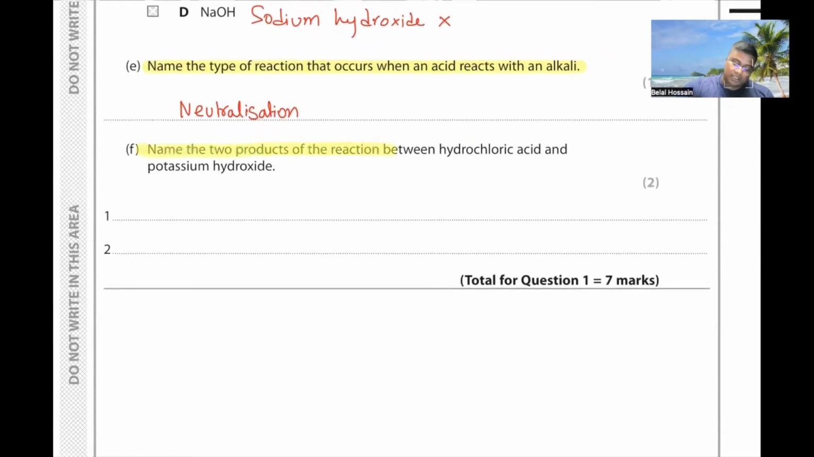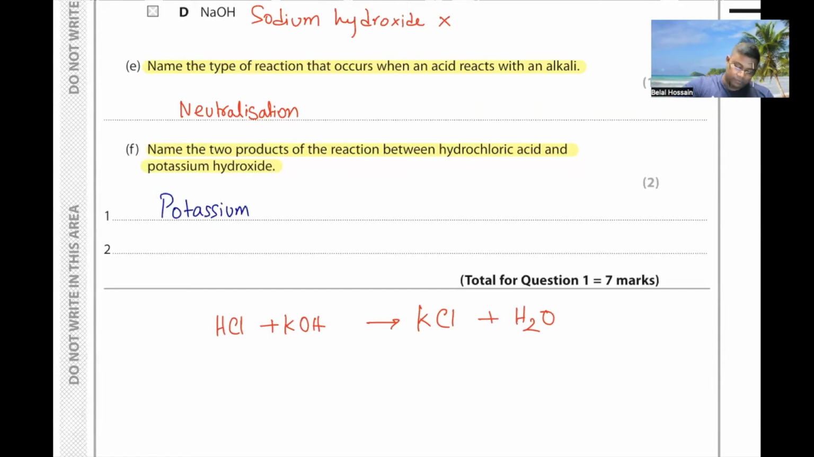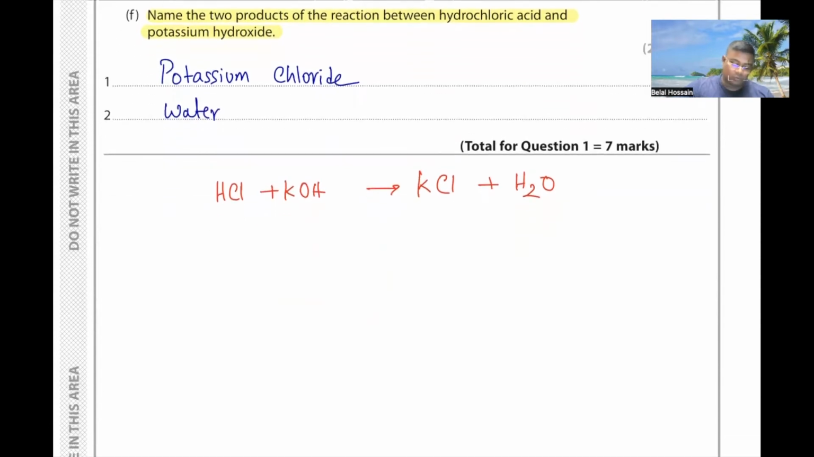Name 2 products of the reaction between hydrochloric acid and potassium hydroxide. Now if we were to react hydrochloric acid with potassium hydroxide, this would produce a salt, that would be the metal from the base and the anion from the acid, so potassium chloride, and we would get water. So they say name 2 products. So we're going to say potassium chloride, and we're going to name water. Guys, writing the chemical formula will not give this particular mark, so please do not write the chemical formula down.